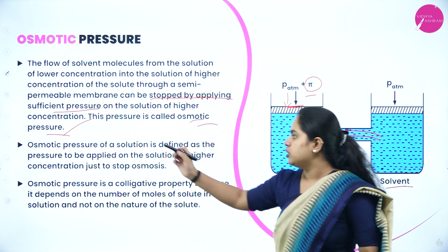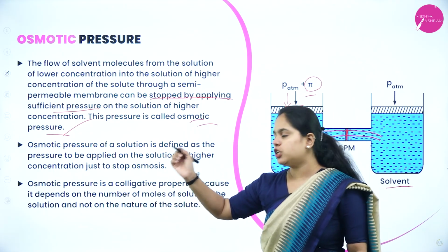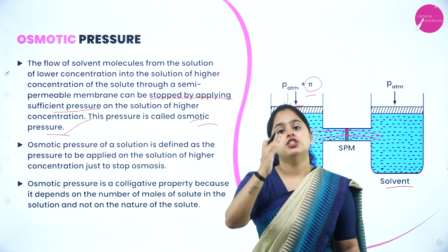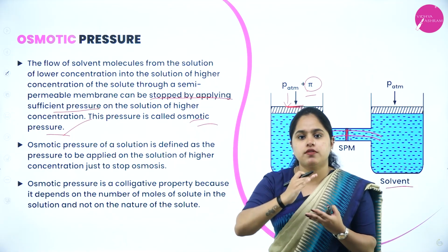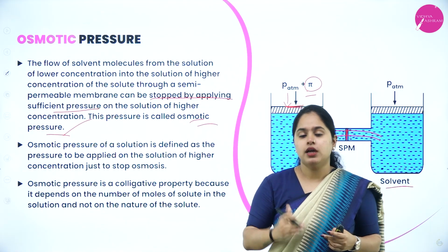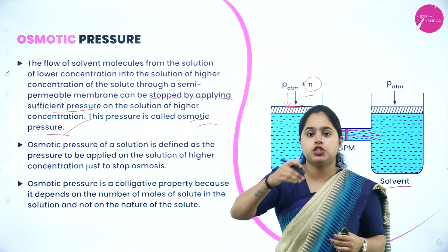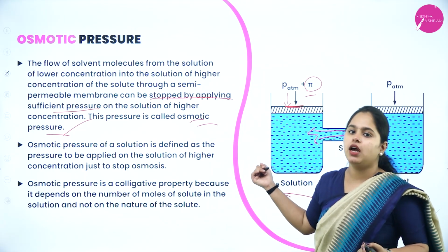Clear? Now, the osmotic pressure of a solution is defined as the pressure to be applied on the solution of higher concentration just to stop the osmosis. So how much pressure we have to apply so that the flow of the solvent is just stopped, that is called osmotic pressure. We have to apply this pressure on the solution, not on the solvent, because it has higher concentration.